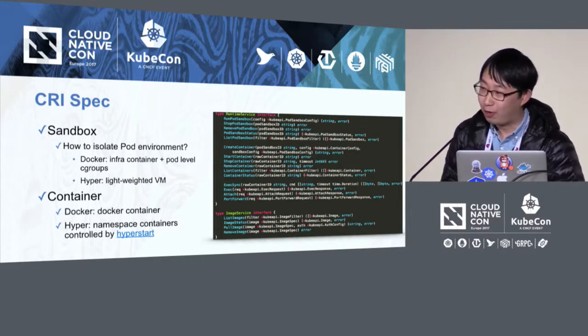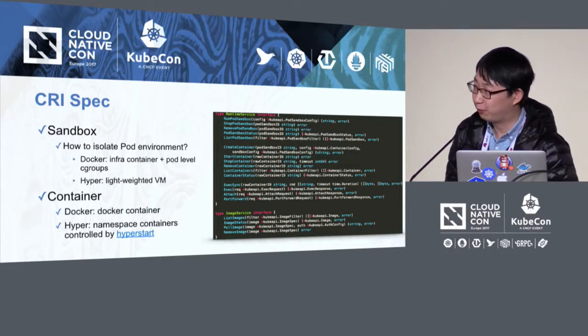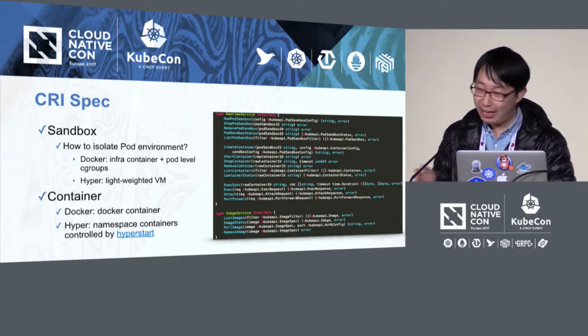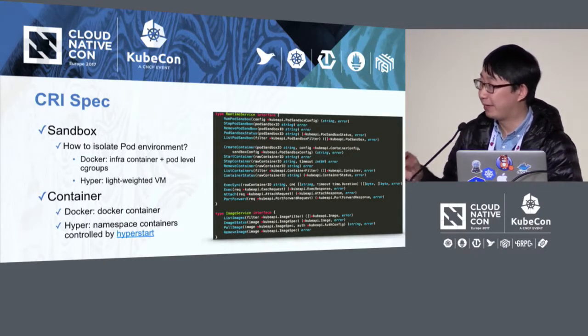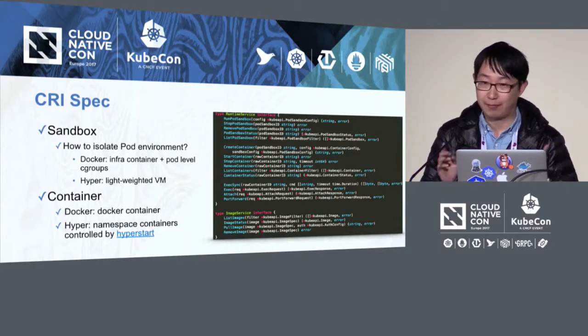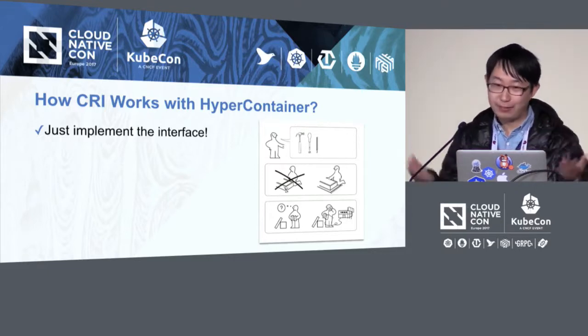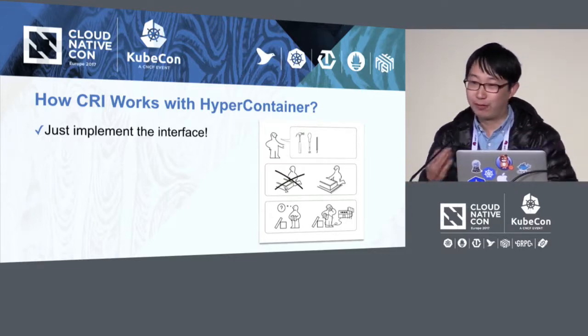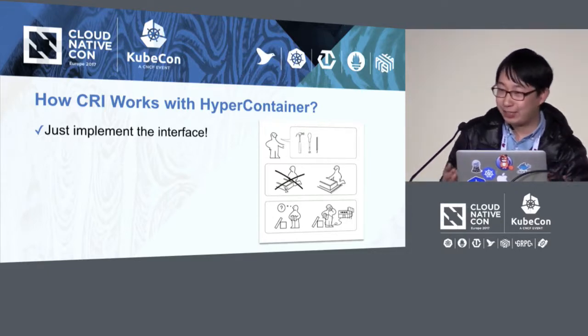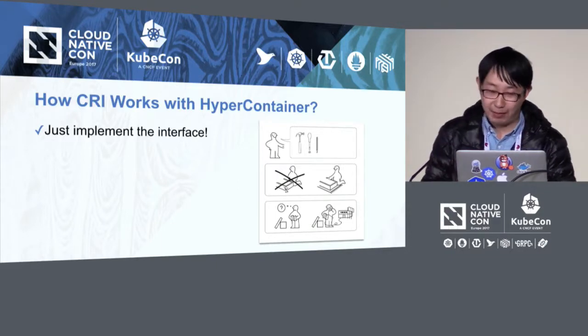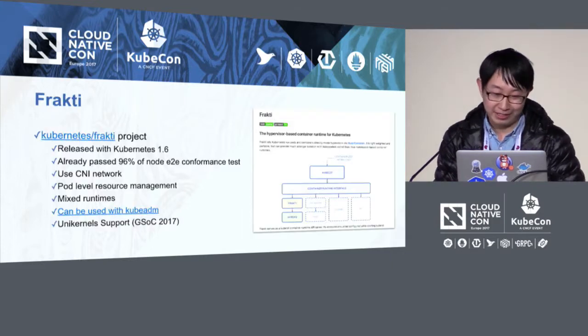And for the container part, however, there is nothing special. For Docker, it can be directly mapped to the Docker container. And for Hyper, it will be mapped to a group of namespace containers controlled by the Hyper start, as I mentioned before. So now we have the Container Runtime Interface. We have a group of definitions about what it can do. So how can the CRI work with HyperContainer? It's quite simple, just implement it.